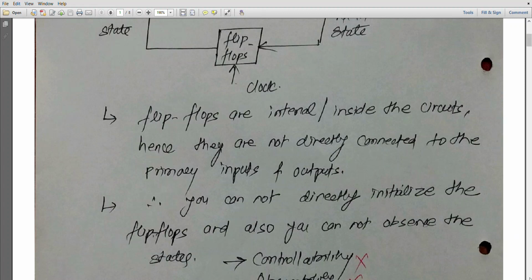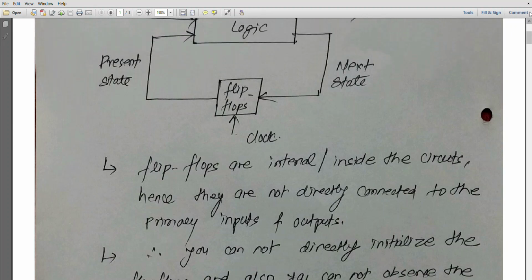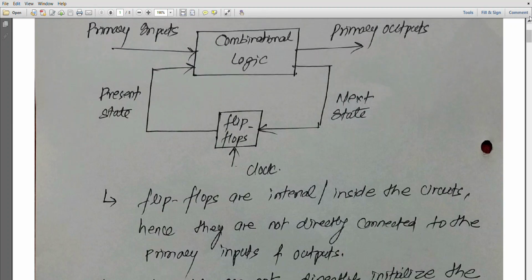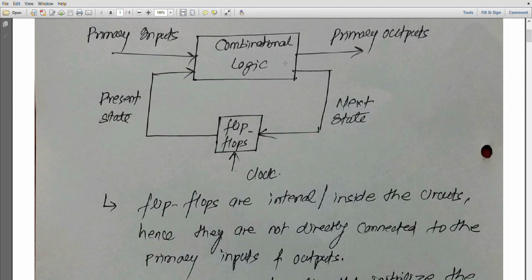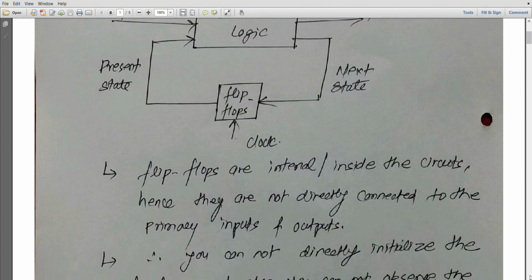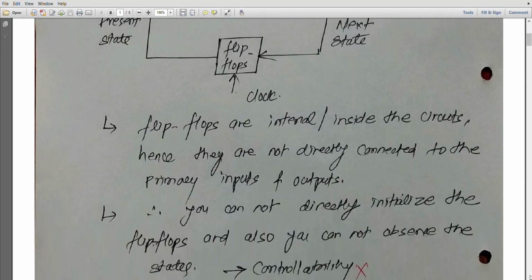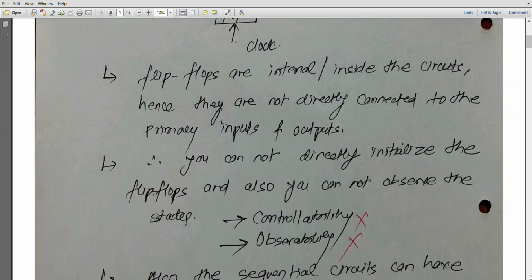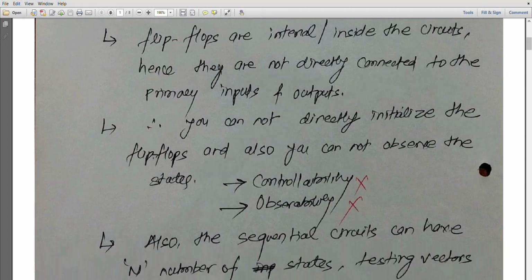ओके क्योंकि डायरेक्टली इनिशियलाइजेशन करने के लिए आपके पास वो पाथ में डायरेक्टली होने भी तो चाहिए, पर they are not in the path, you cannot see them directly in the path. So the involvement of flip-flops is indirect. So this is why the testing of sequential circuits becomes difficult, because the features of controllability and observability get diminished.